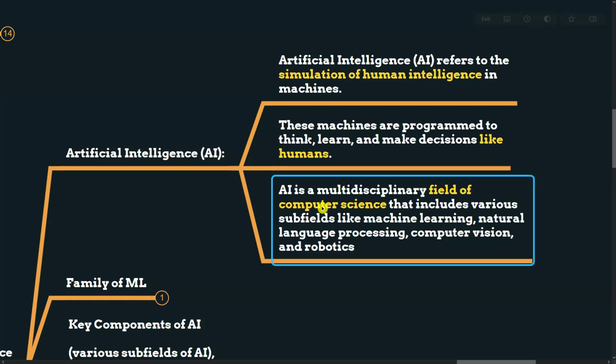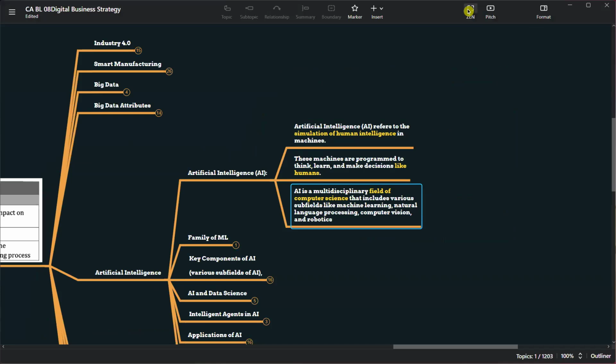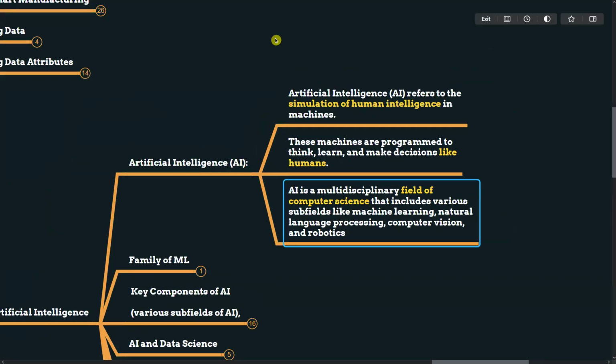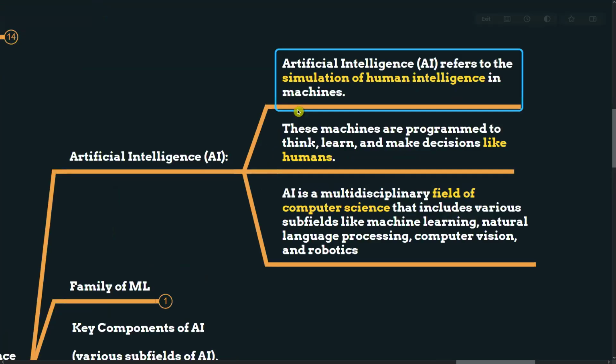And the third point is AI is a multidisciplinary field of computer science. So, a multidisciplinary field of computer science that includes various subfields like machine learning, natural language processing, computer vision, and robotics. So this is the introduction I have provided for artificial intelligence. Now I will give some examples and explanation for this.